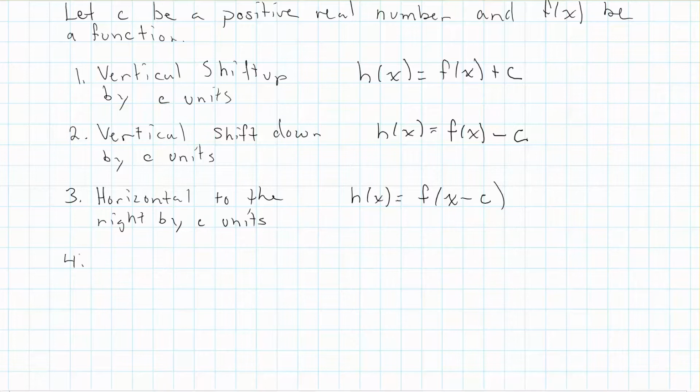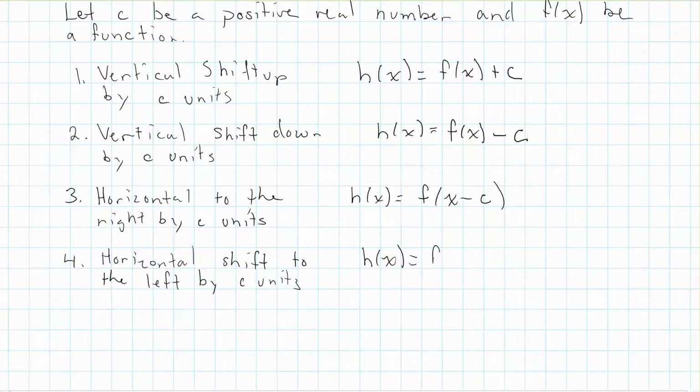And then the final one, which you can probably guess, is a horizontal shift to the left by C units. And this would be h at x is equal to f at x plus c. So these are the only transformations we're going to talk about in this video. But as I said, let's go ahead and quickly see the difference between a horizontal and a vertical one.